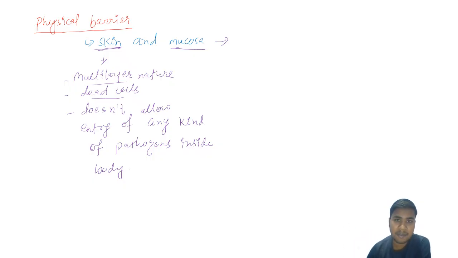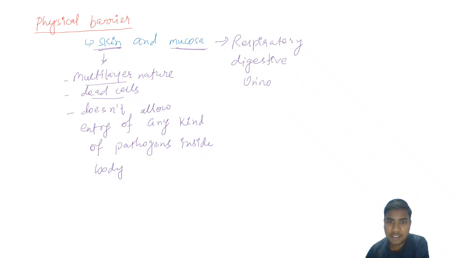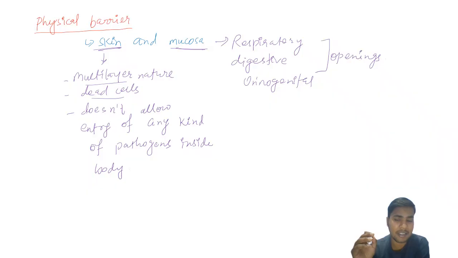So mucosa membrane may be on the respiratory opening, or the digestive or alimentary canal opening, or the urinogenital opening. So mucosa is lining those openings, and doesn't allow entry of the pathogens into our body. In this way, the physical barrier plays a crucial role in controlling pathogenic attack on our body.